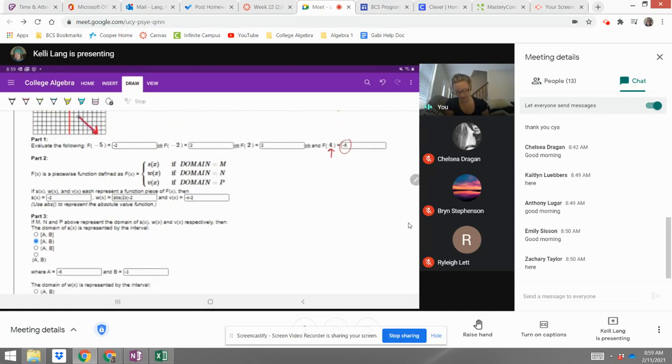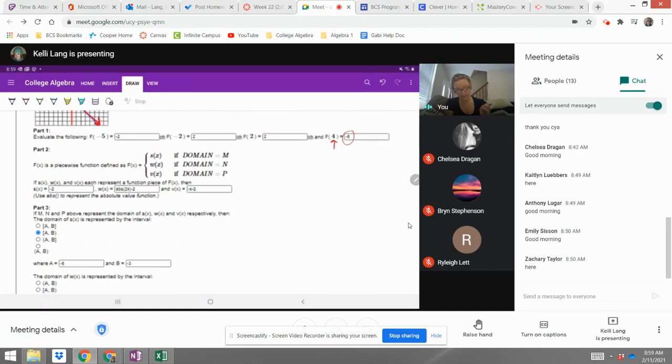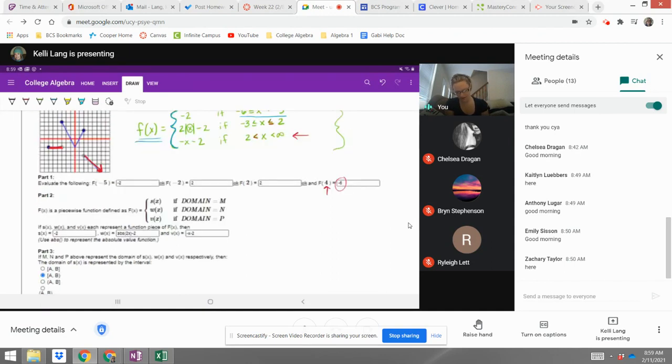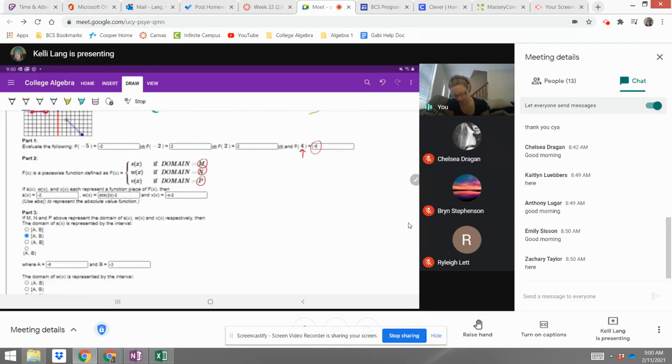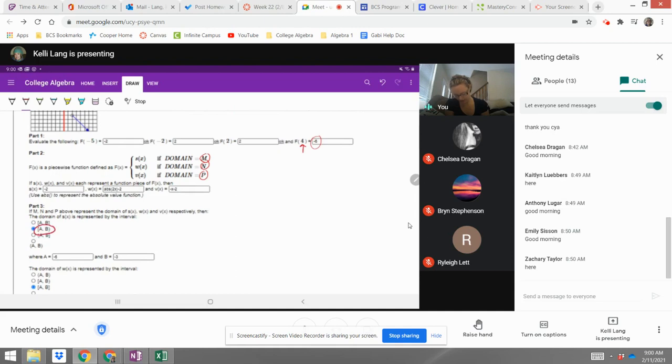Part 3 asks us to think about the domain for each of our pieces. So they call the domains M, N, and P. I actually already wrote the domains out. So for the first function, our domain, or our list of x values, is going to go from -6 all the way up to -3, but it's not going to include -3. So that's why your domain is going to have these symbols: a bracket for your -6 and a parenthesis for your -3. And then I filled these values in here.